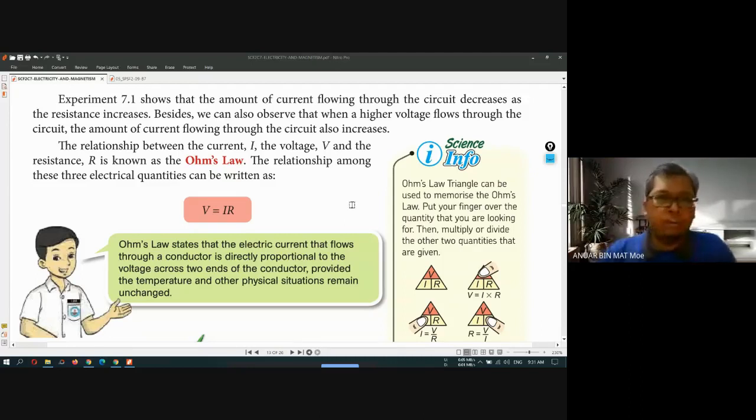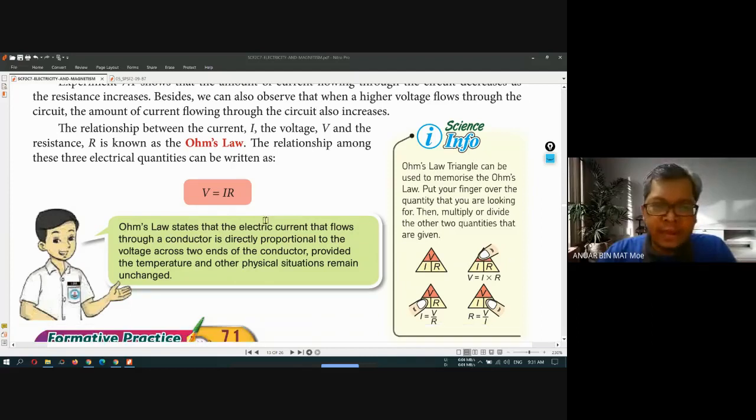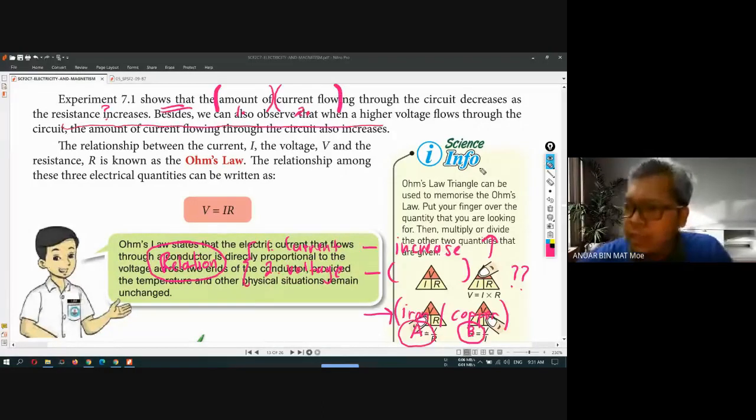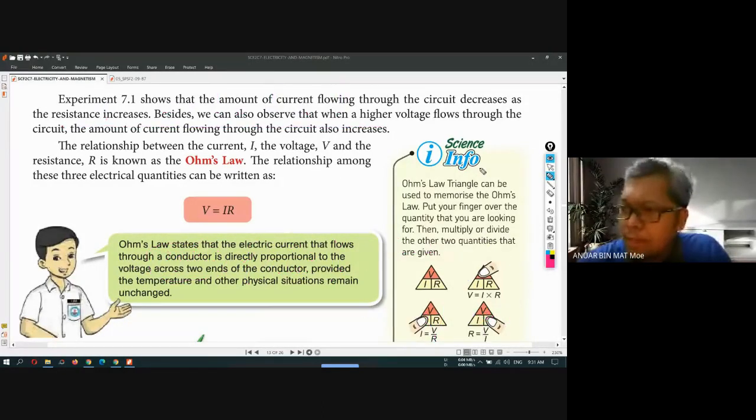After you study the relationship between the current, voltage, and resistance, there is a calculation that we call Ohm's Law. You must remember this formula: V equal to I times R. V here is voltage.